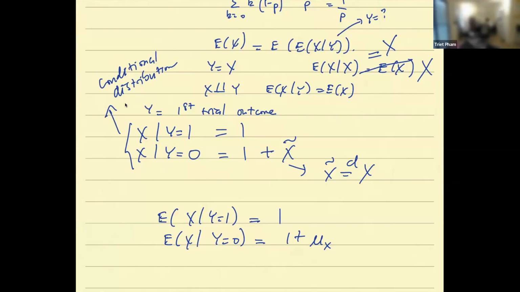Now, that's the inner layer that I'm working out right here. Now, to do the outer layer, the outer layer will be expectation on the Y variable. So the Y variable takes on value 1 and 0, with probability P and 1 minus P. So it should not surprise you that the expectation is P times 1 plus 1 minus P times 1 plus mu X. Okay, that's the outer layer of the expectation.